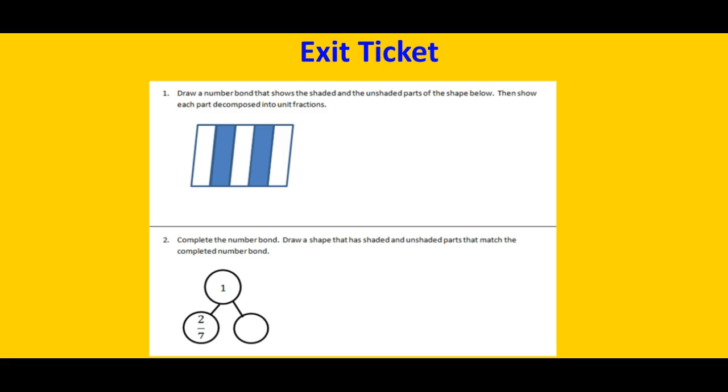Okay, so now you're going to be working on your exit slip. It's going to be a lot of number bonds and breaking apart your number bonds into unit fractions to show what those fractions are made of. So whenever you're finished with this, you need to bring that to me so we can check it.